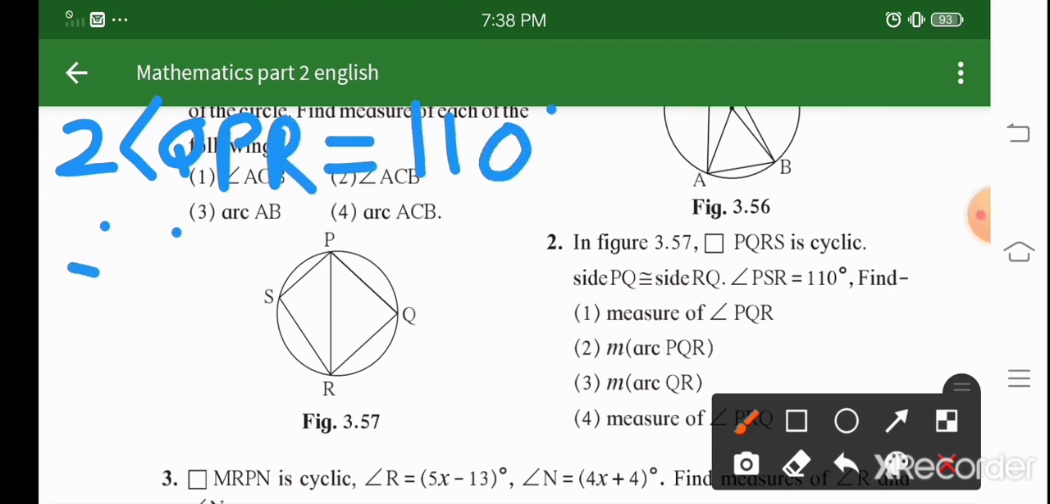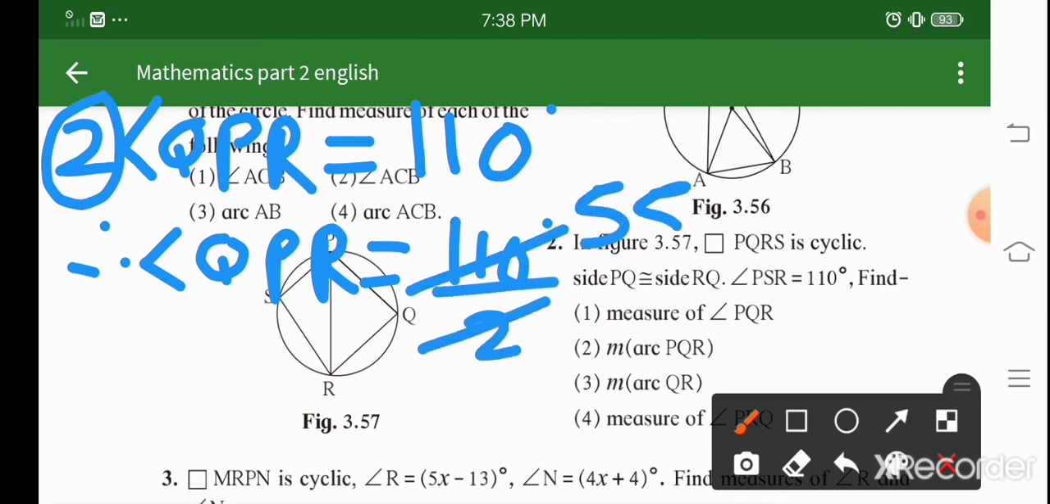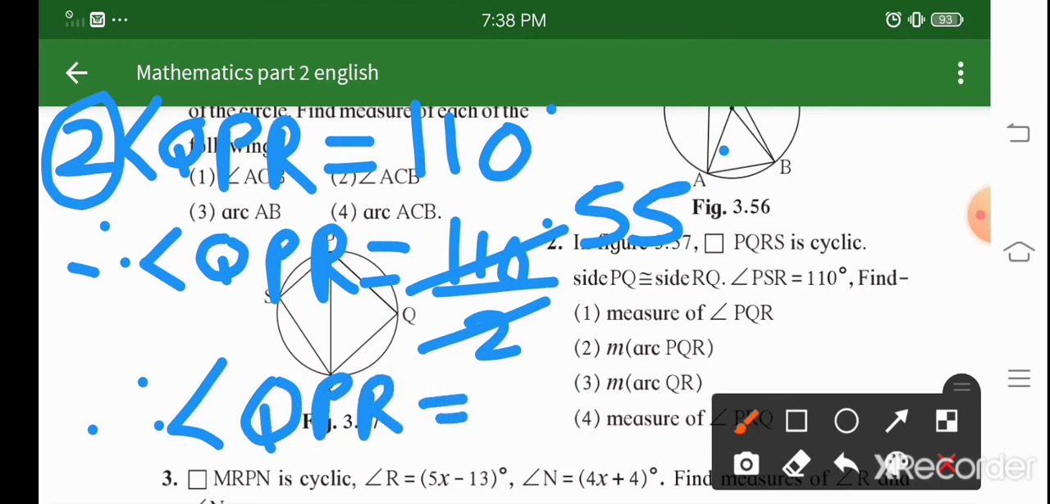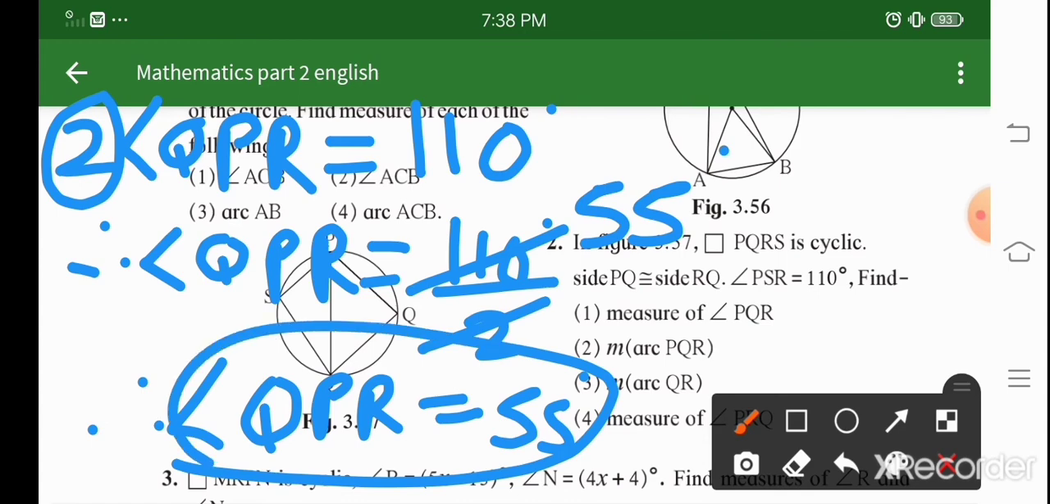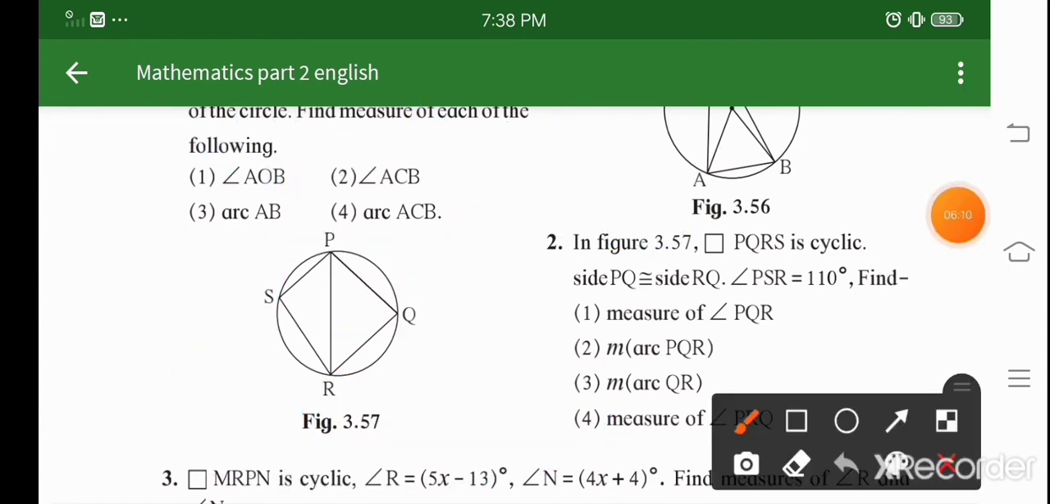So therefore QPR, see, this 2 is in the multiplication form, just take it over here, it will become division, just divide it, you will get 55. So now the angle QPR has the value 55. So now we have the value of this angle, so now we are able to find out this arc. Now we have this value of this P, 55. So we are able to find this.